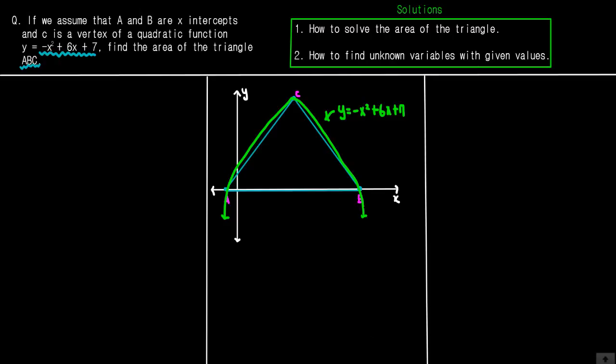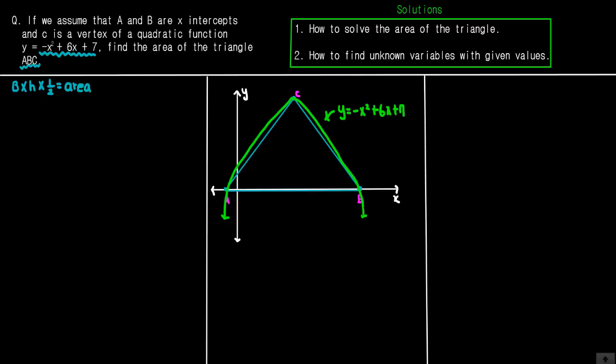Let's think at first about how to find the area of the triangle. At first we need the baseline, and we multiply it by the height of the triangle, and we can't forget about multiplying by 1 over 2, or dividing by 2. This is going to give us the area of the triangle.